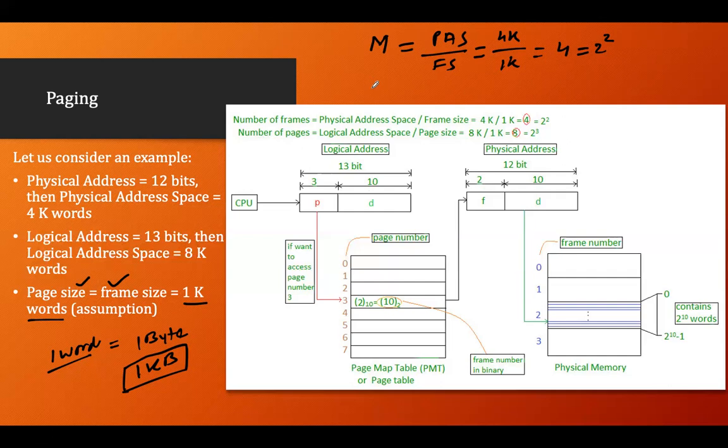Now we'll calculate the number of pages. So it will be calculated as n. That is logical address space, which is LAS, divided by page size. Page size is 1k. And logical address space, as you can see here, is 8k. So it will be 8, which is 2 to the power of 3. Why have we written 2 and 3 here? These will tell us that these many bits are required to allocate the frames, and these many bits are required to allocate the pages. Okay, that's why.